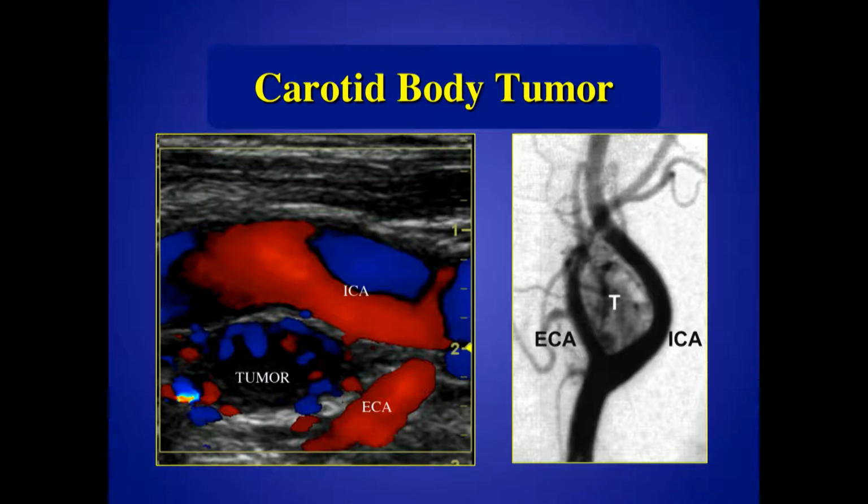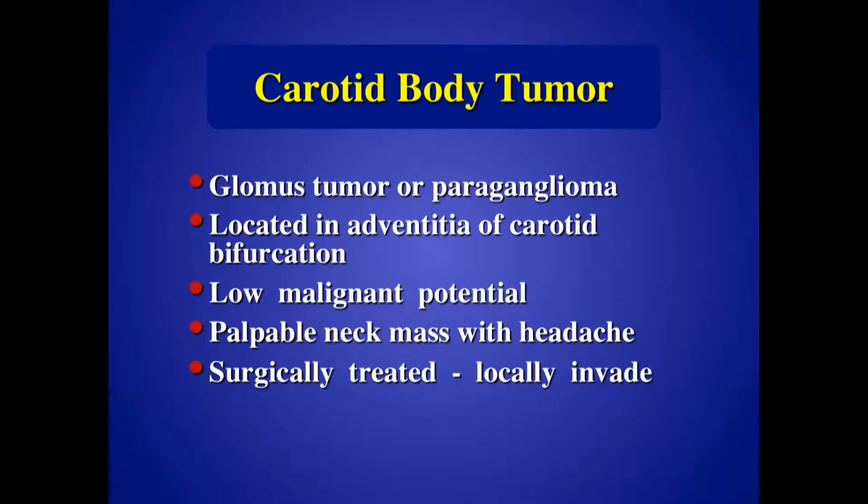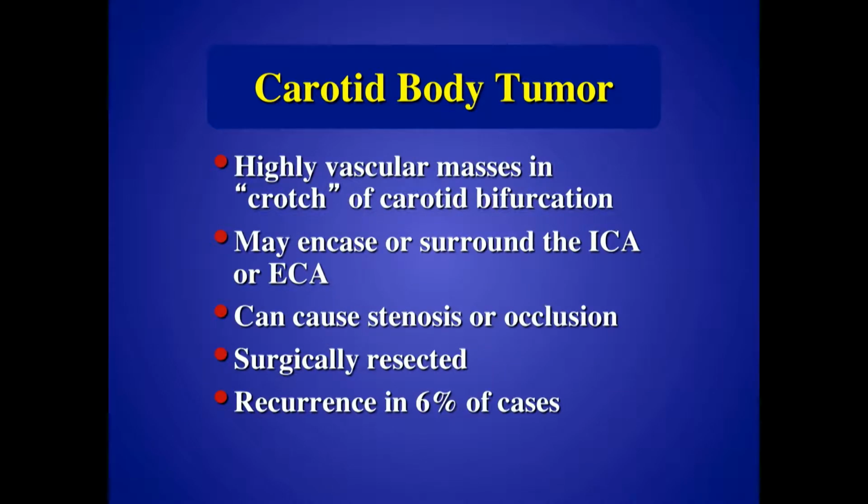You can see it sits in the crotch, right at the bifurcation, typically very vascular. So they're located within the adventitia of the carotid bifurcation. They have low malignant potential, but the problem is they locally invade, and they're very stubborn. They're treated surgically, but they invade locally. So again, the key is they sit in the crotch of the bifurcation. They can encase and surround the carotid vessels. If they continue to grow, they will cause stenosis or occlusion, and they tend to recur if they're not completely removed.